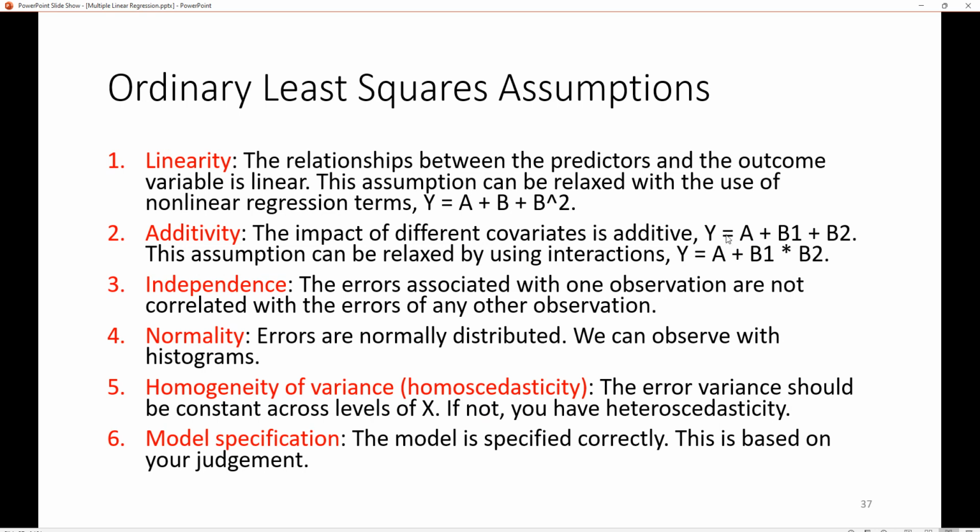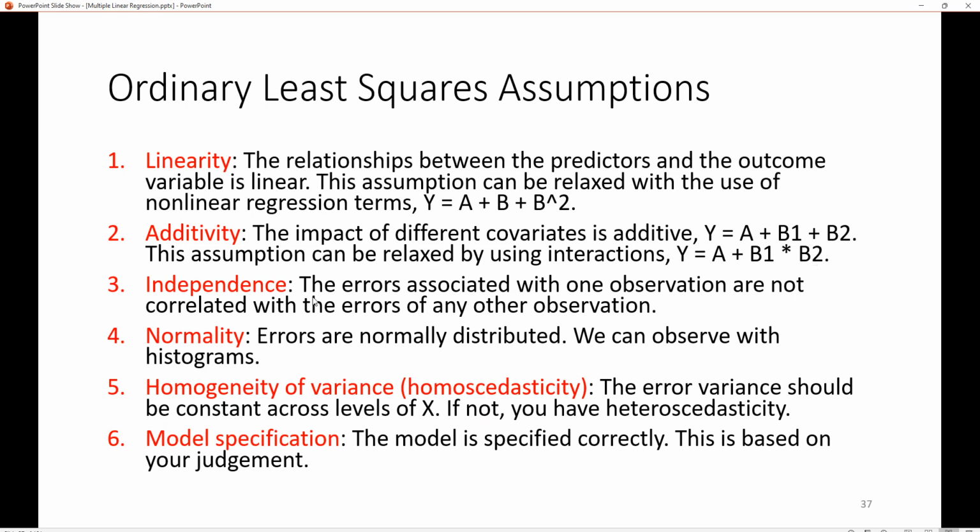In our formula, we define it as y equals a plus b1 plus b2. This assumption can be relaxed by using interactions. And so instead of adding b1 and b2 together, we could multiply b1 and b2. Age and gender is a common interaction.